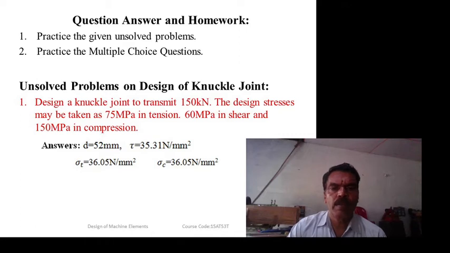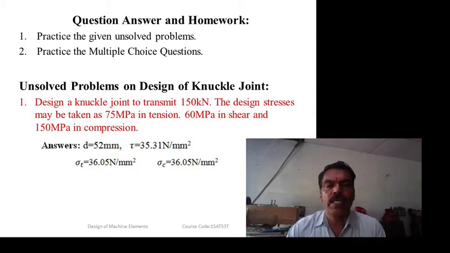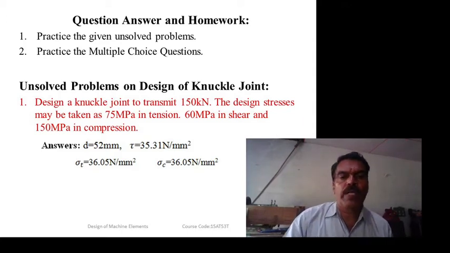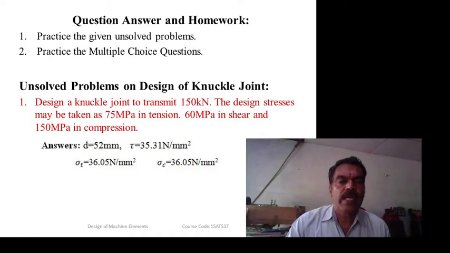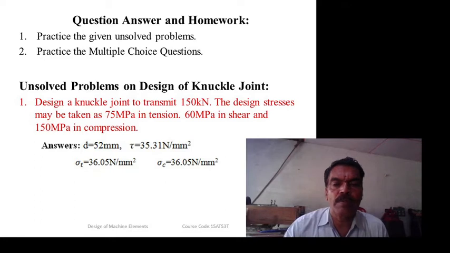So this is the problem statement: design a knuckle joint to transmit 150 kilonewton. The design stresses may be taken as 75 megapascal in tension, 60 megapascal in shear and 150 megapascal in compression. But actually you have to take the data very clearly and correctly. It means that P is equal to 150 kilonewton, which means 150 into 10 raised to 3 Newton. So this is the right data that we have to take.